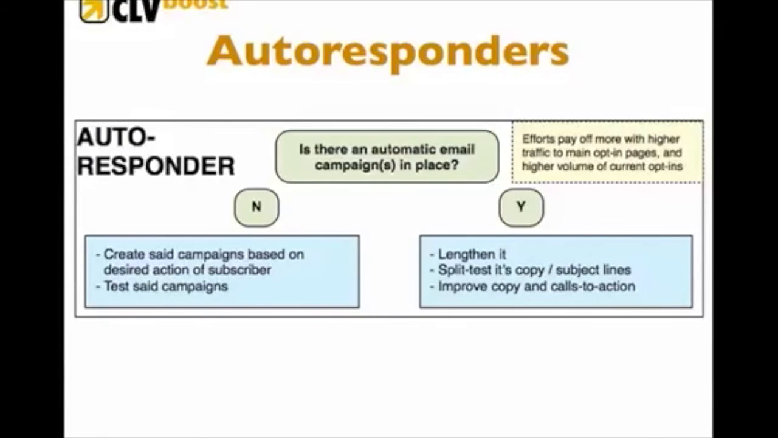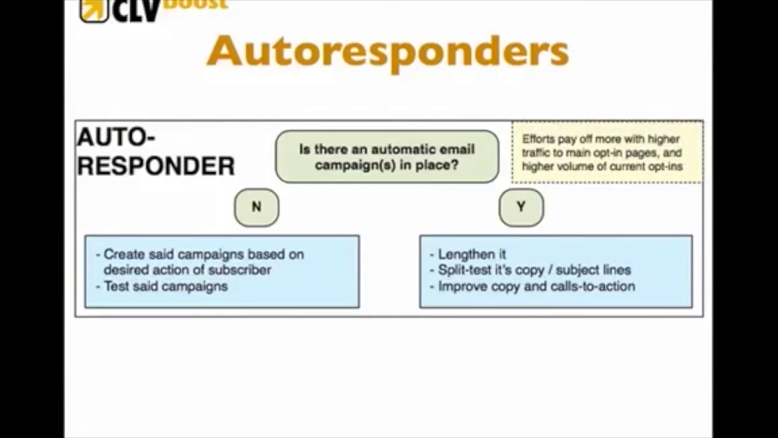So, with respect to autoresponders, if we're talking to somebody, whether they run a restaurant, a software company, or a company that tints windows, we can ask right off the bat, is there an automatic email campaign in place? If the answer is no, then we would create said campaign based on the desired action of the subscriber. If we're getting a lot of people to the website and a lot of people to sign up with their email, what do we ultimately want them to do right away? Because that is the thing we'd have our email sequence do for us.